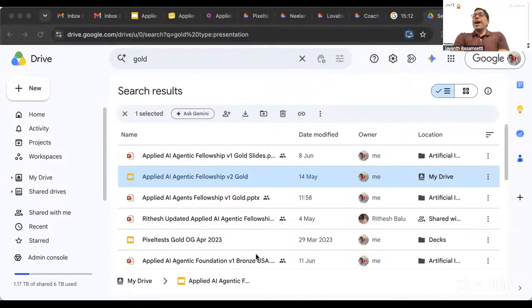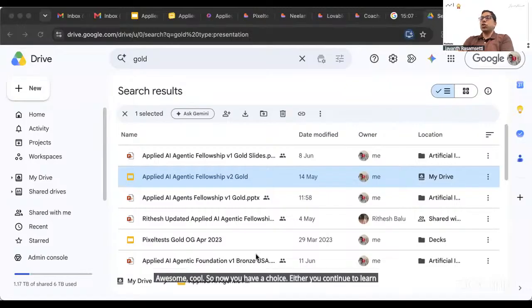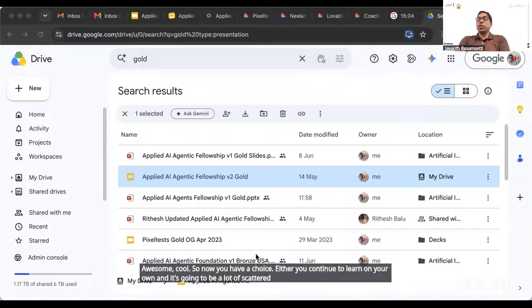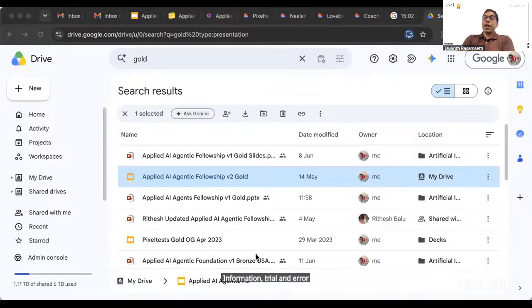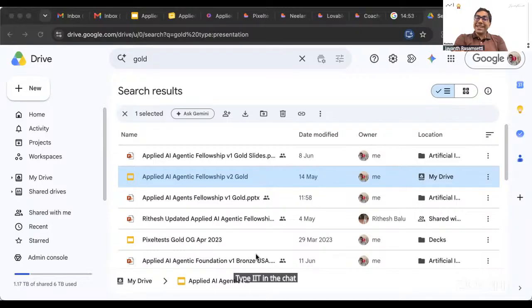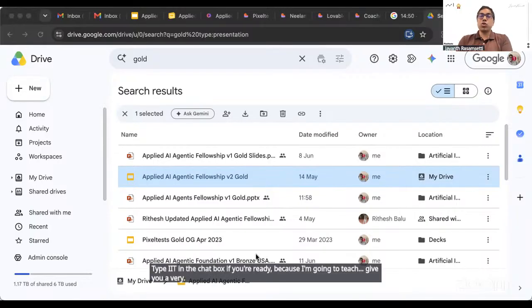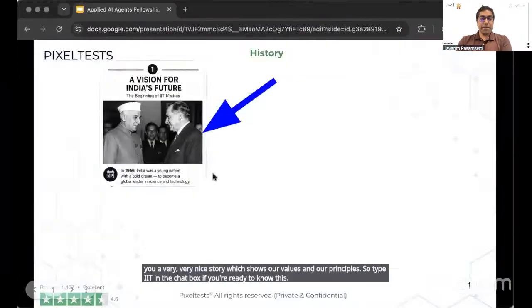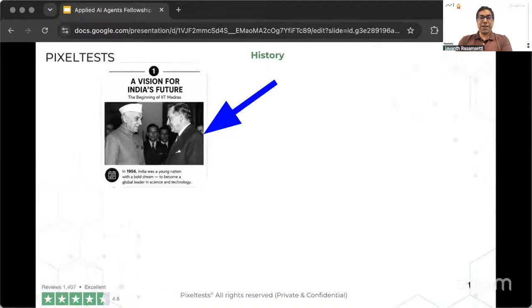Awesome. Cool. So now you have a choice. Either you continue to learn on your own, and it's going to be a lot of scattered information, trial and error, or you can fast track with us in a premium community and a growth guaranteed community. Type IIT in the chat box if you're ready, because I'm going to give you a very nice story which shows our values and our principles. Yes, perfect. I'm getting a lot of people. Excellent.